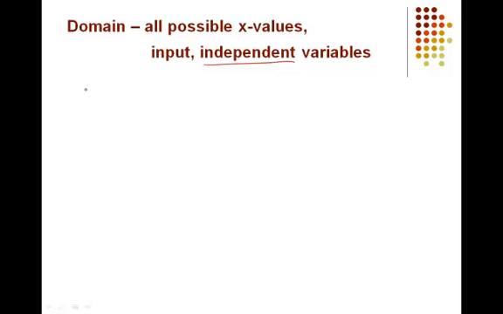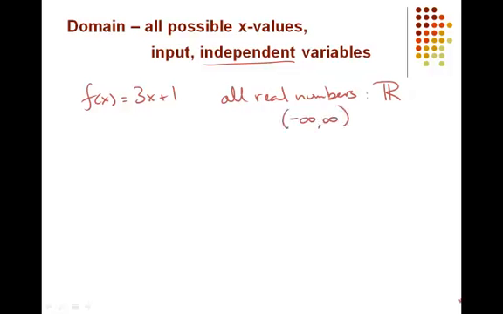So for example, if you have the function f of x equals 3x plus 1, the domain here is all real numbers. In other words, any x value can be put into this function and we will get a valid result. Remember, we talked about another way to write all real numbers is this symbol with the double bar. If we use our interval notation, it will be negative infinity to infinity.